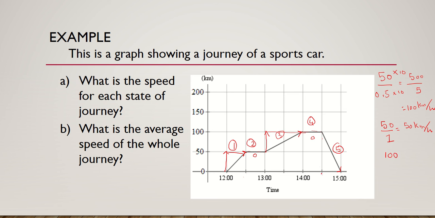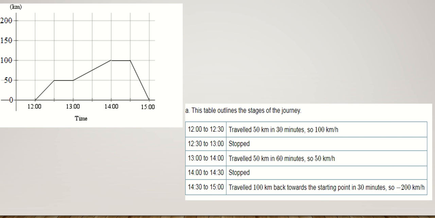and the time is 30 minutes. 30 minutes means 0.5 hours. Multiplied by 10, it will become 1000 and divided by 5 is 200 kilometer per hour. But this 200 is minus 200. Can you see? When it stopped, there is zero distance, zero speed. Then 50 kilometer per hour, and minus 200, and when it stopped, it is zero speed. There is no speed when you have stopped.